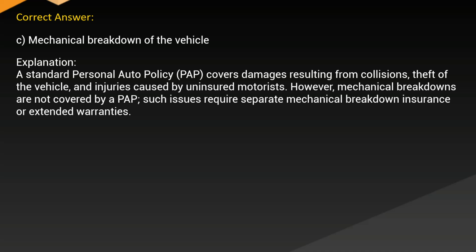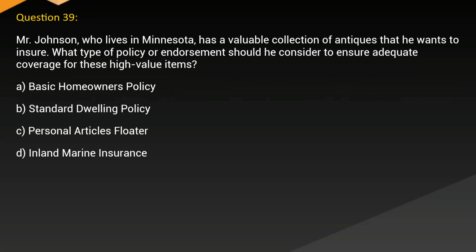Question 39. Mr. Johnson, who lives in Minnesota, has a valuable collection of antiques that he wants to insure. What type of policy or endorsement should he consider to ensure adequate coverage for these high-value items? A. Basic homeowners policy. B. Standard dwelling policy. C. Personal articles floater. D. Inland marine insurance.